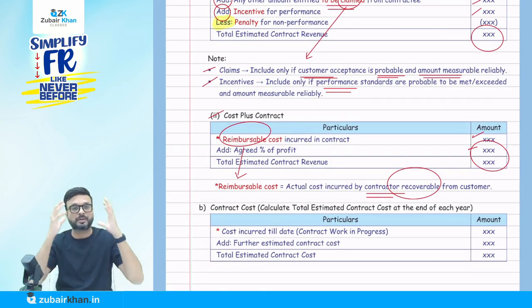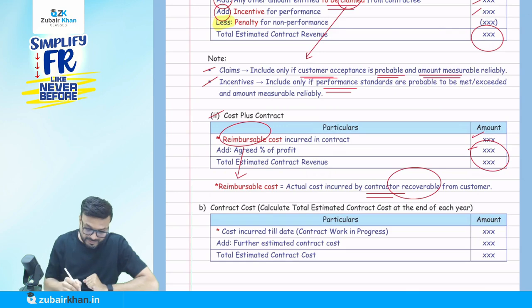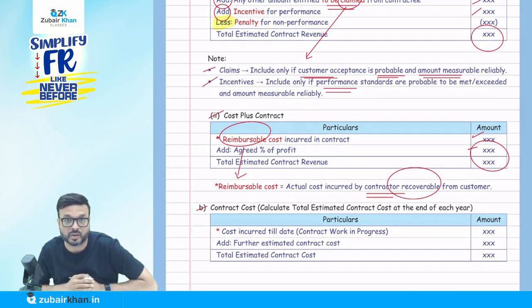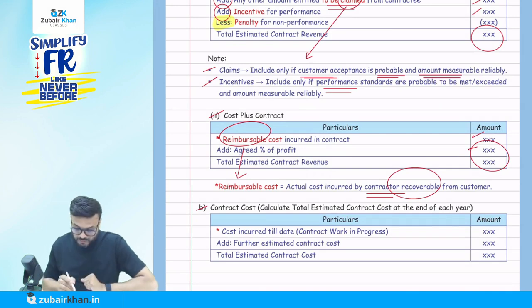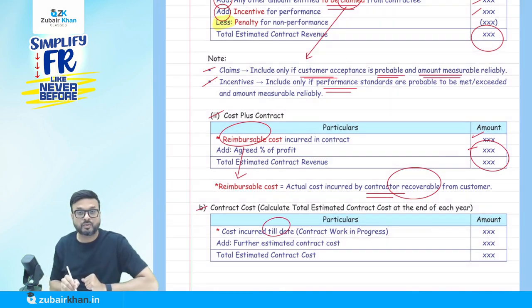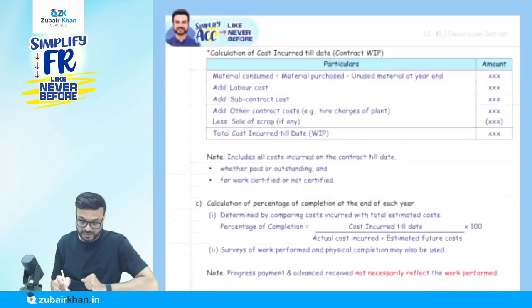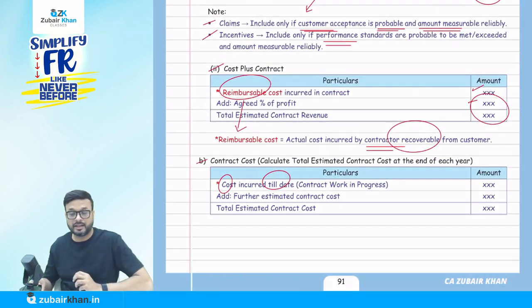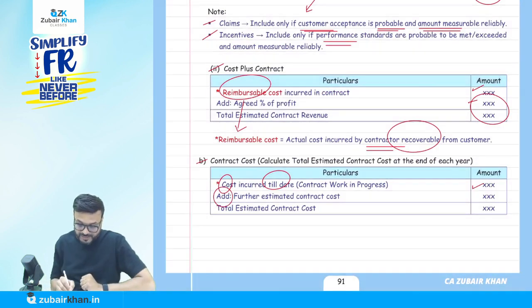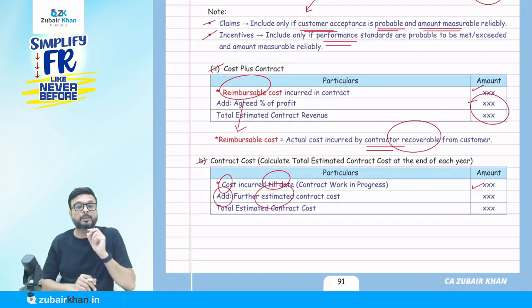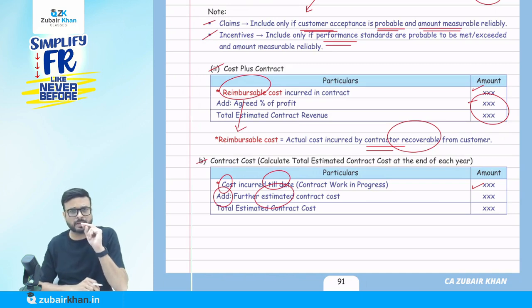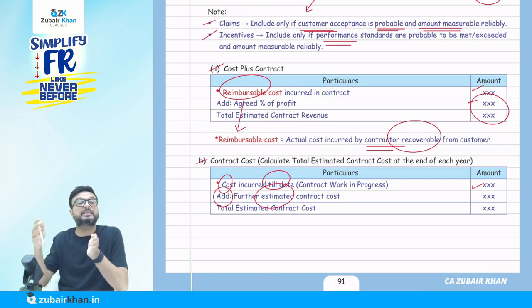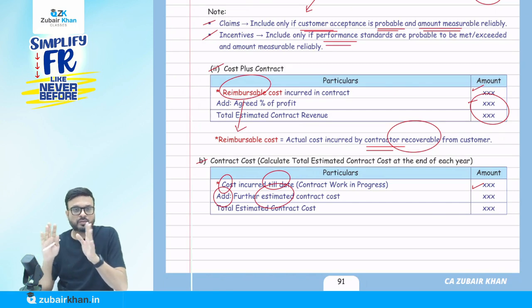Total revenue in point number A, total cost in point number B. What it says here is that a contract cost calculation is the total estimated cost at the end of each year. So cost incurred till date. What is cost incurred till date? I will come to that. It is explained there. Whatever cost we have incurred till date, and further estimated cost. So it might come in your mind, sir, estimation may be wrong. Yes, correct, it may be wrong. So every year my estimation may change. It may happen, but don't worry.